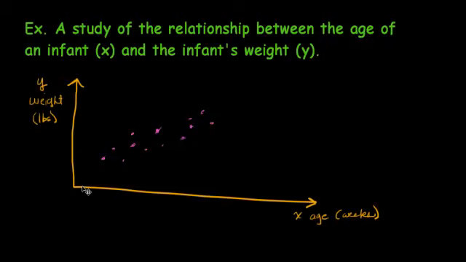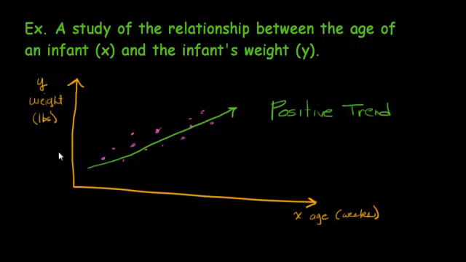And what we're seeing here is it appears that as X is increasing, Y is also increasing. This is different than what we saw last time. As X increased, Y decreased. So what we say here is we have a positive trend. Y is going up as X goes up. Positive trend.